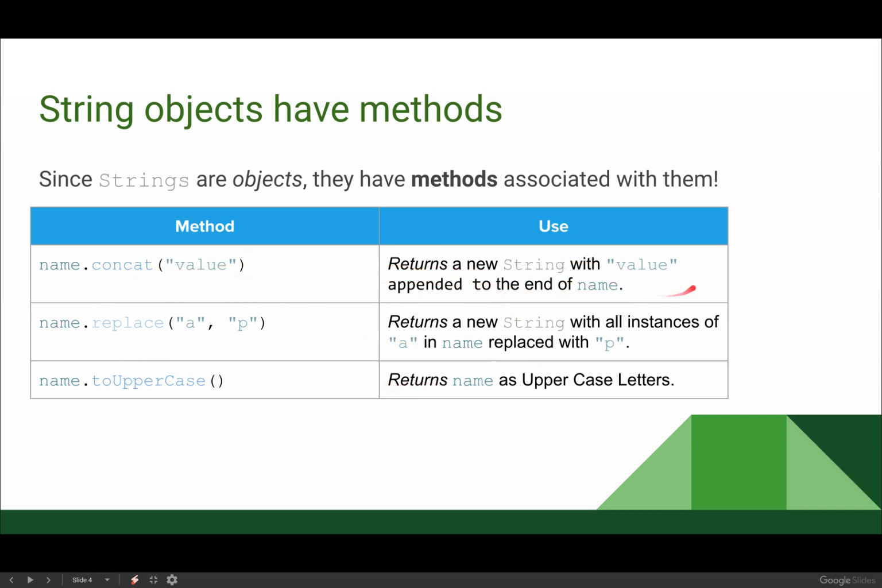So concat is going to add the value to the end of our name variable. Replace is going to replace all instances of A with the letter P, and it's going to return a new string. And then toUpperCase is going to return whatever the string in name is in fully uppercase letters.